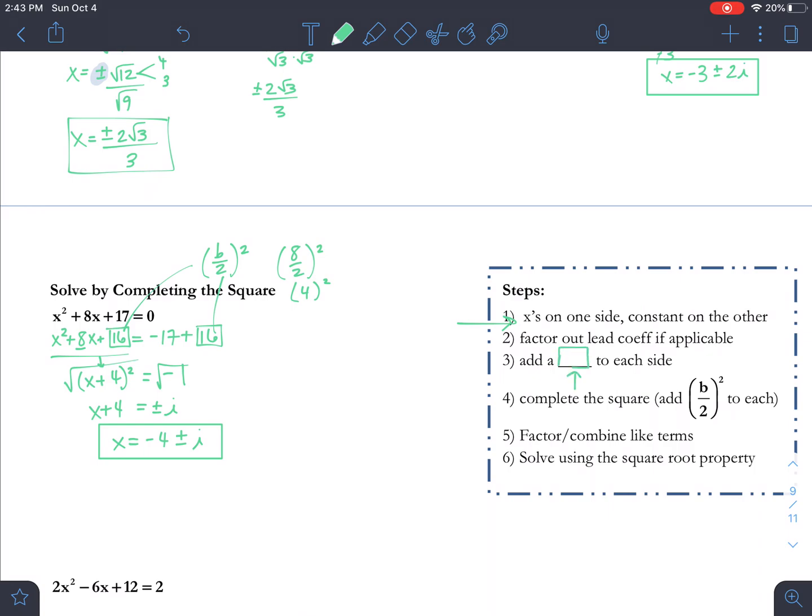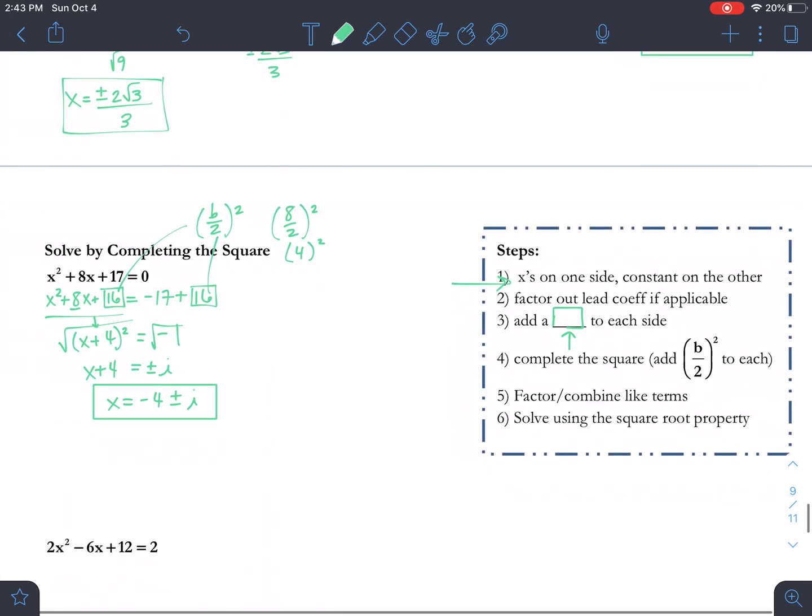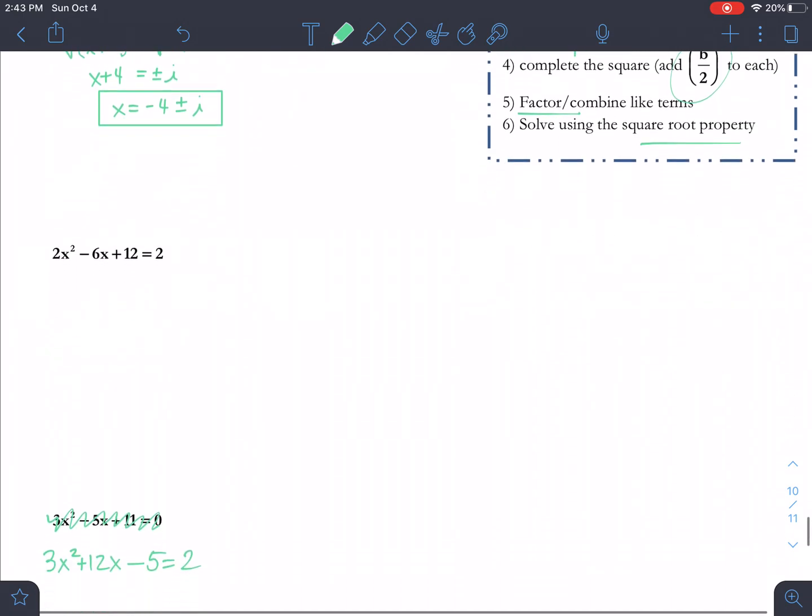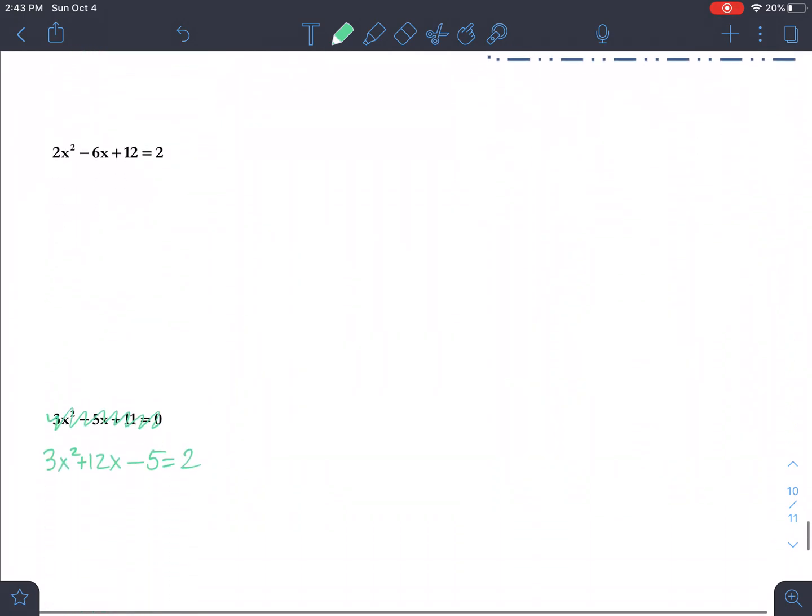I added a square. We're going to complete the square by adding b over 2 squared to both sides. We factor, and then we solve using the square root property. So there's your steps that we just did. Okay, now, you'll see we have two problems left. I'm going to just do one of them.